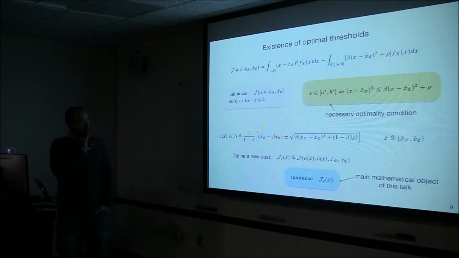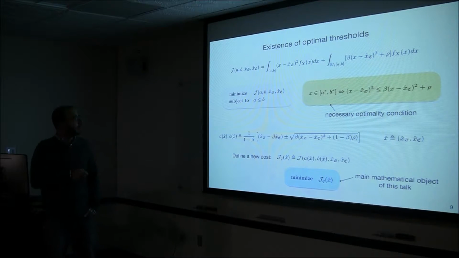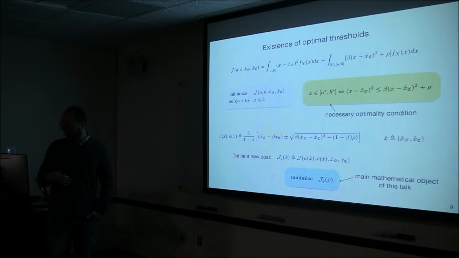Now, I'll get to the more technical part of the talk. So we're interested in minimizing this cost here over the thresholds and the representation points, subject to the constraint that one threshold must be less than or equal to the other. Okay?